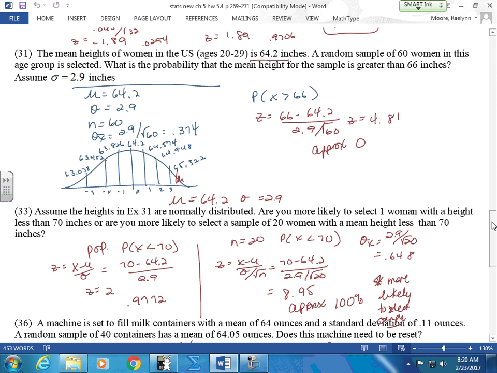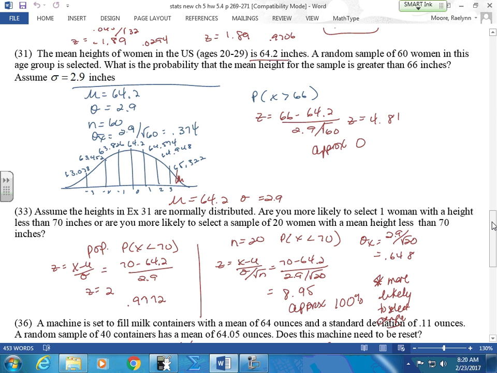And what does it say? Of women in the U.S. So, do we have more people in the U.S. than women in the U.S.? That's our population. And it kind of gives it to you in the next statement, probably. So that's a population statement.